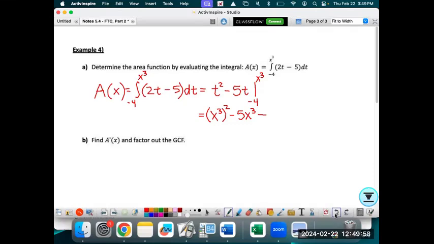So that would be minus t squared with negative 4 plugged in, plus 5t with negative 4 plugged in. If you don't like that, go ahead and do your sets of parentheses, that's fine. All right, so we get x to the 6th power minus 5x cubed. See, negative 4 squared is positive 16, but I have that negative there, so it's negative 16. And then that's minus 20. Negative 16 minus 20 is going to be negative 36.